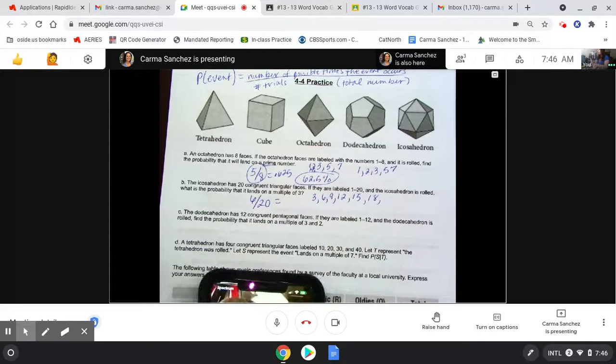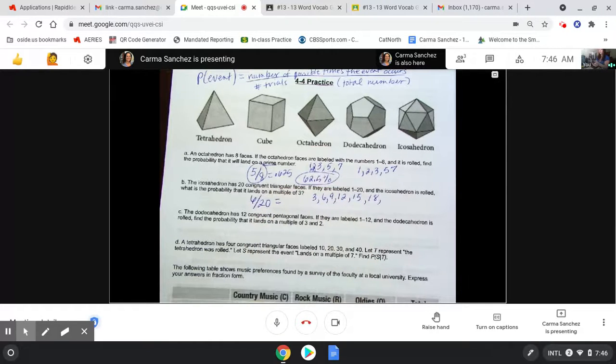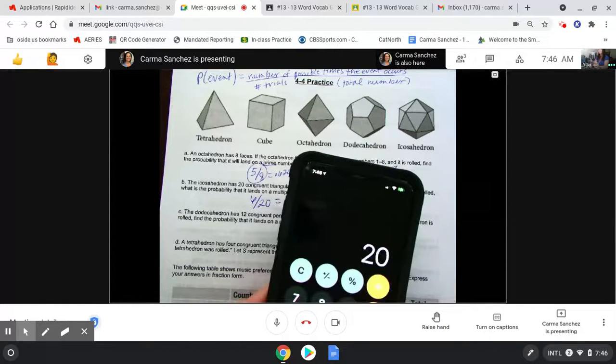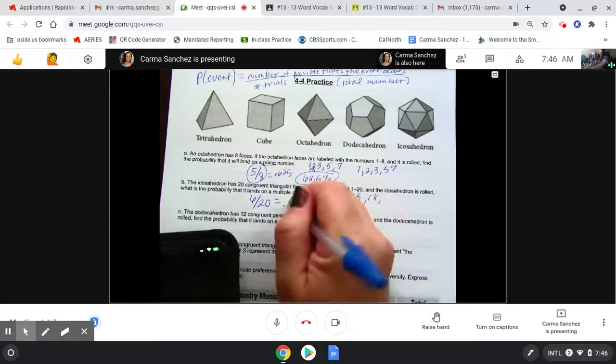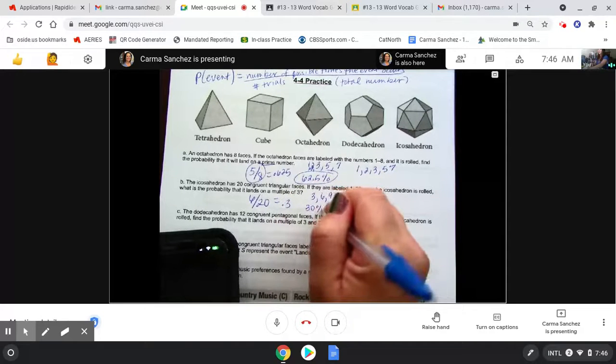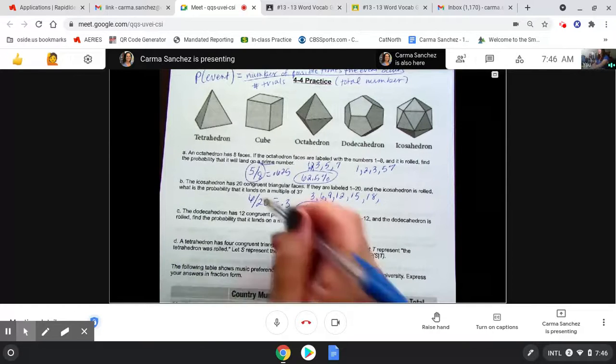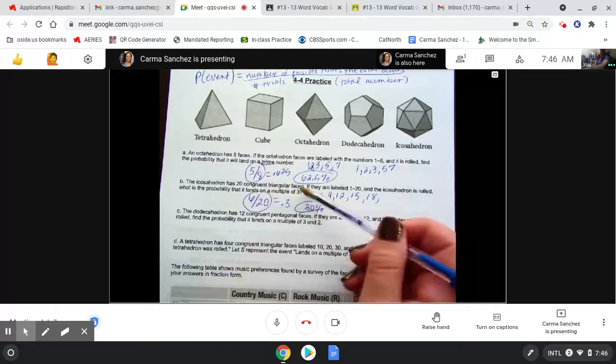We grab a calculator and do 6 divided by 20, and that equals 0.3. So that's a 30% chance of it landing on a multiple of 3.